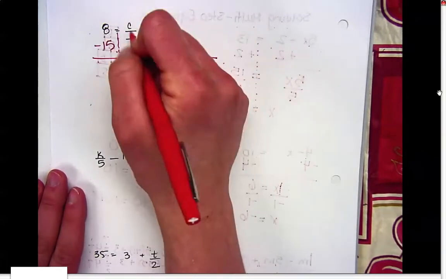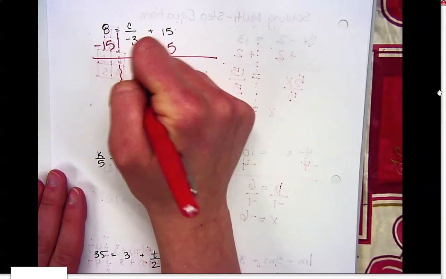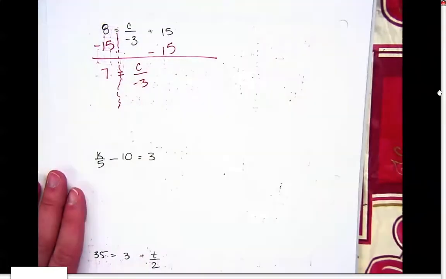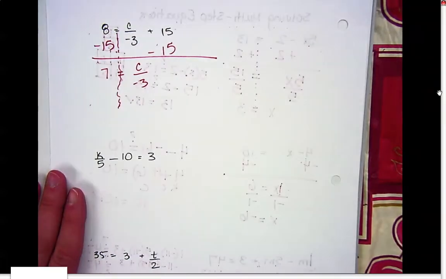When I do that, I'm going to bring down my c divided by negative 3. And 8 minus 15 gives me negative 7. Well, I see that division is occurring, so I need to do the opposite operation. And the opposite of division is multiplication. Now, am I going to multiply by the 7 or am I going to multiply by the negative 3?